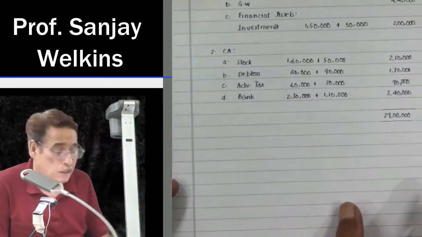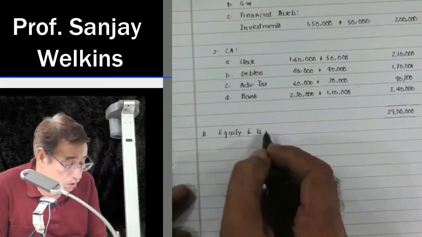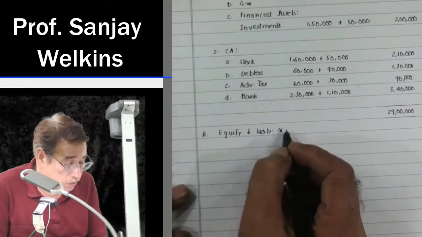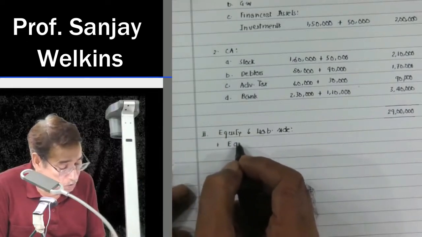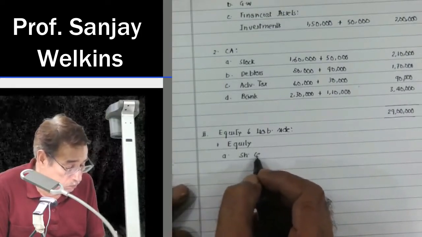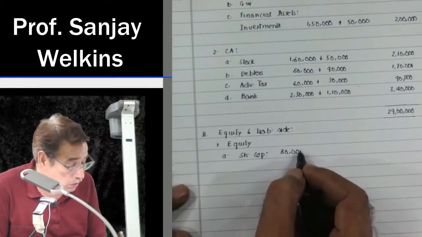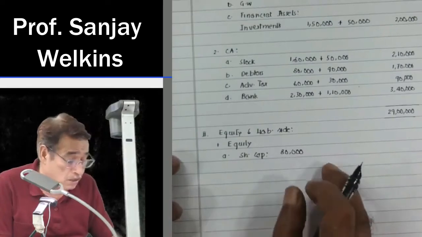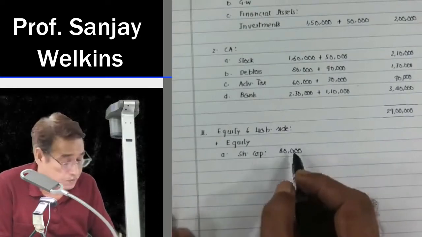Similarly, you can prepare the equity and liability side. As far as equity and liability side is concerned, we first of all write equity. Under the equity, we write share capital. Under the share capital, we will write shares of W1 Limited only. Don't write here share capital of W2 Limited. We can take over their assets and liability only. We cannot take over their share capital.